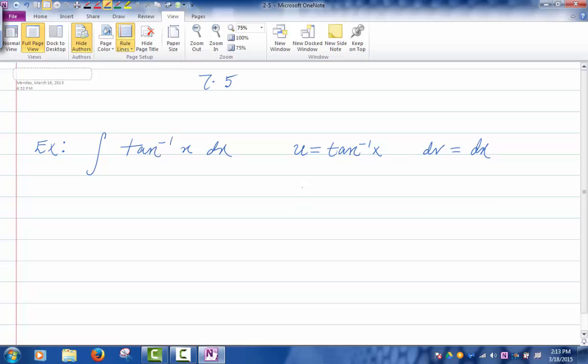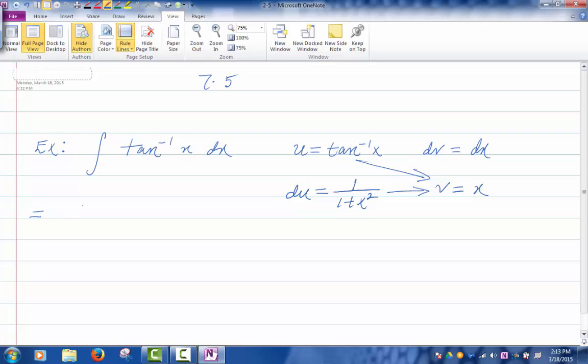Now, what is du? What's the derivative of tangent inverse? 1 over 1 plus x squared. And what is v then? Okay, integration by parts tells us what? It'll be u times v, minus the integral of v du.